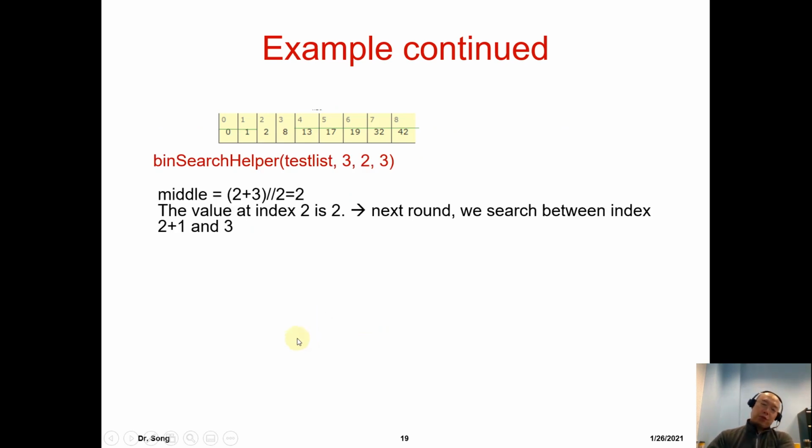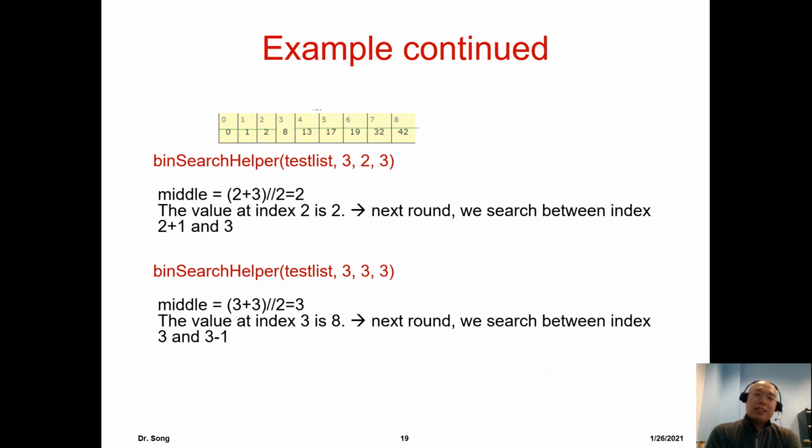And then if you want to continue, we have to do a floor division. So now the middle index is 2. And on the middle index 2, we have the value 2. So now we have to do another round of the search. So we cross out the 2. And now we have a search space of only index 3, right? So this is what is going to happen.